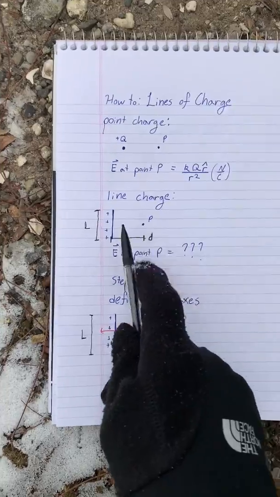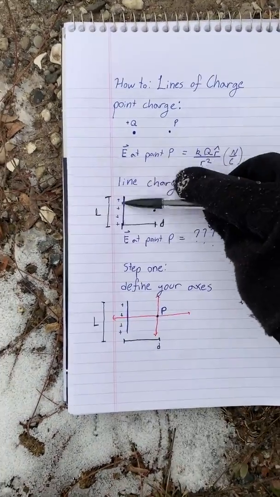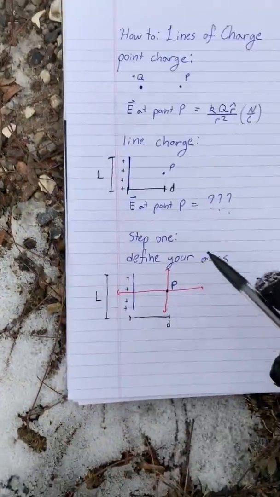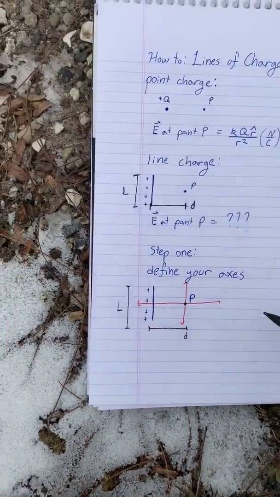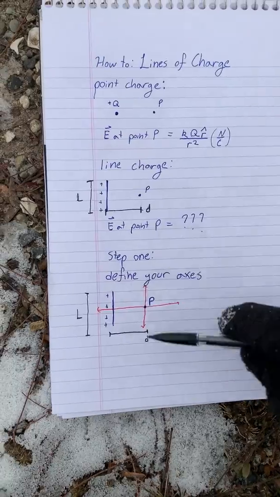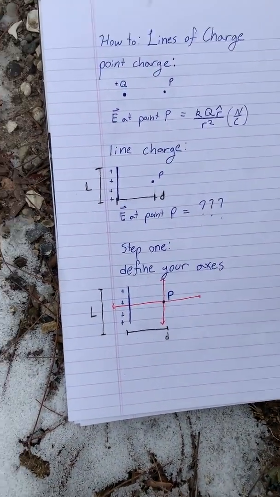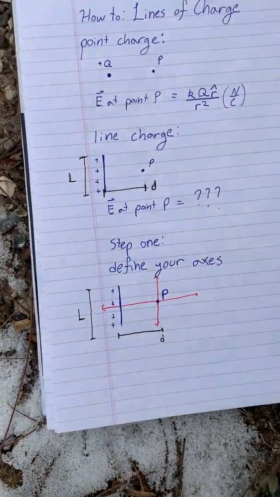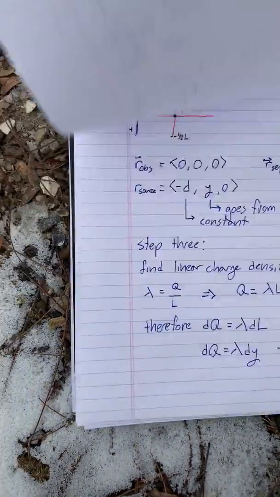How would we, for instance, find the electric field at this point with this line of charge right here? Well, I'll show you in 5 easy steps. Step 1, we got to define our axes and coordinate systems. I used a Cartesian coordinate system with point P lying at the origin, a distance d away from this charged line, and the charged line is a length of L.